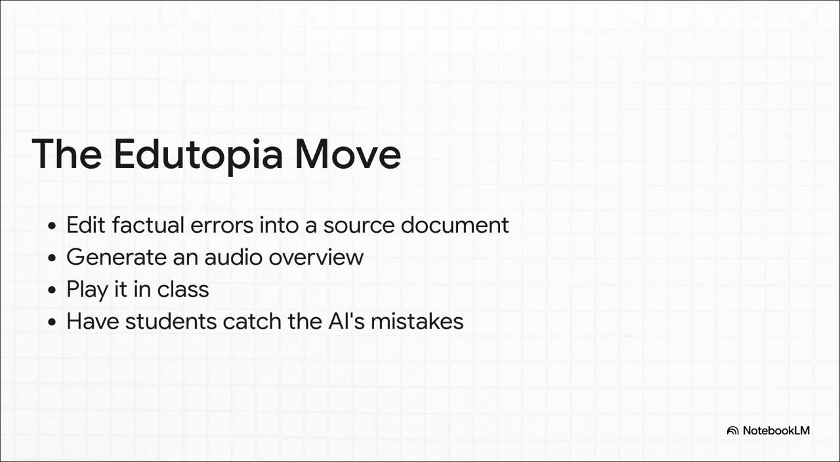Here's how it works. You intentionally edit factual errors into your source document, generate an audio overview, play it in class, and then challenge your kids to catch the AI's mistakes. It is such a genius way to teach critical listening skills and prove to them that just because an audio file sounds super confident doesn't mean it's actually factually correct.